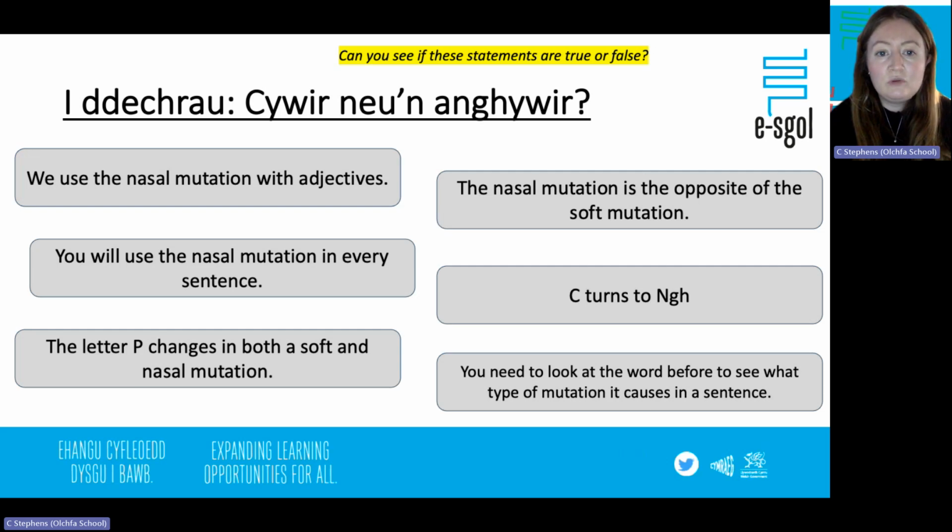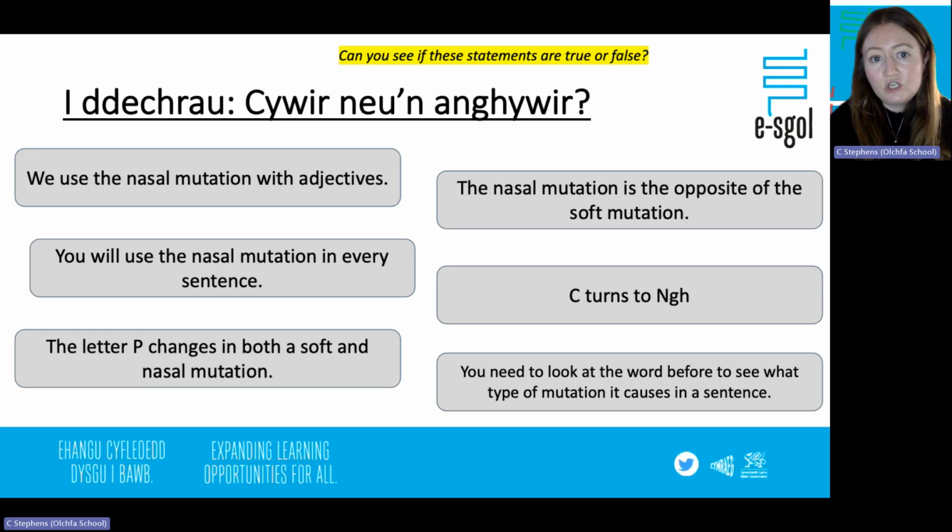You will use the nasal mutation in every sentence. Once again, all mutations happen due to the word that's before it. There is a really, really low chance that you're going to use a nasal mutation in every single sentence you write, but there may be nasal mutations throughout your work.